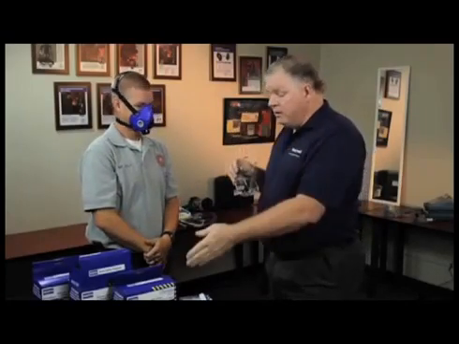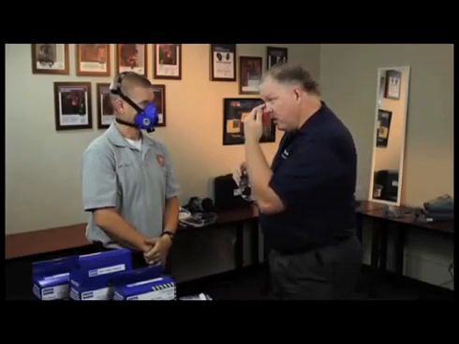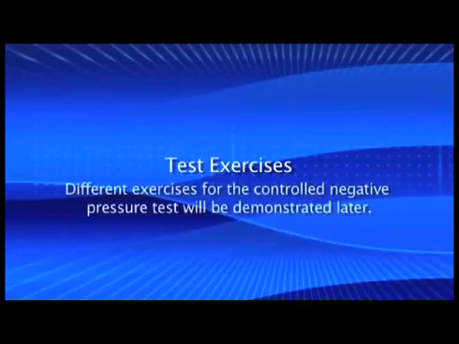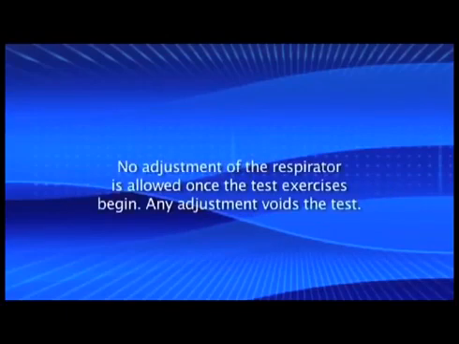Perform the test with the subject wearing any safety equipment that will be worn during actual use of the respirator and which might interfere with the respirator's fit. The following test exercises are performed for 1 minute each for both qualitative tests and for the portacount quantitative test. Different test exercises for the controlled negative pressure quantitative test will be demonstrated later. No adjustment of the respirator is allowed once the test exercises begin. Any adjustment voids the test and it must be repeated.